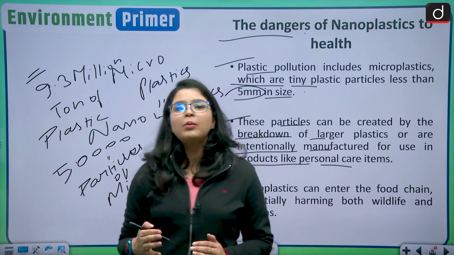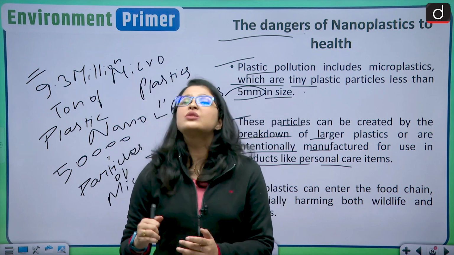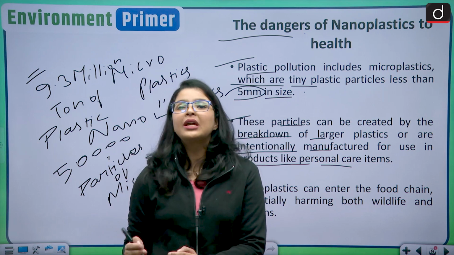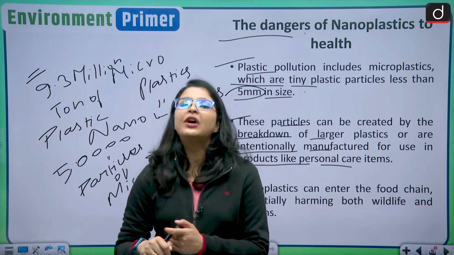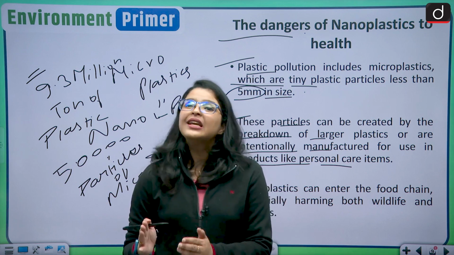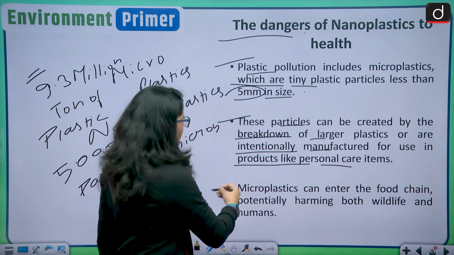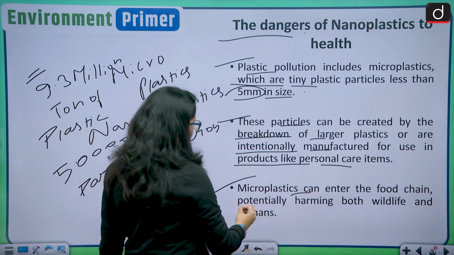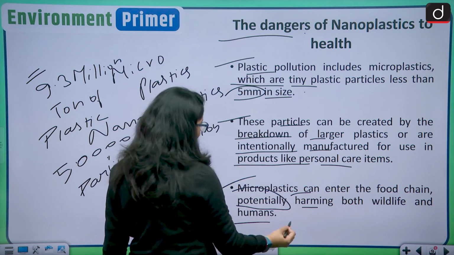In fact, if I talk about the female gender, your cosmetics also contain plastic, okay. So you are consuming plastic in one form or other in your everyday life, and that is very dangerous for the human health. So microplastics can enter the food chain, potentially harming both wildlife and humans.